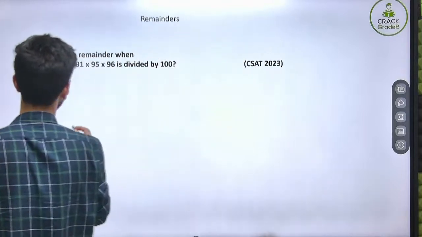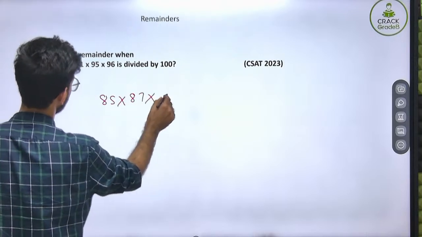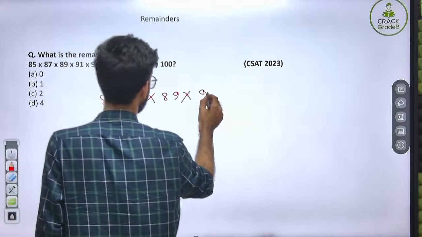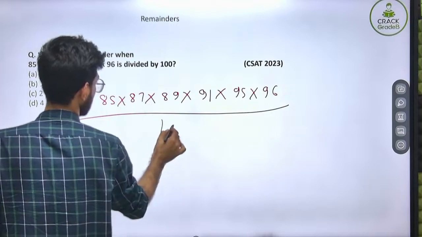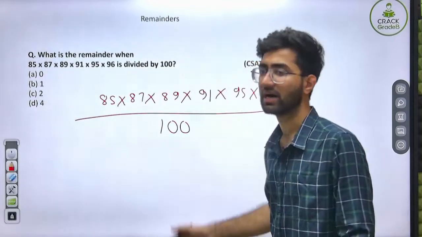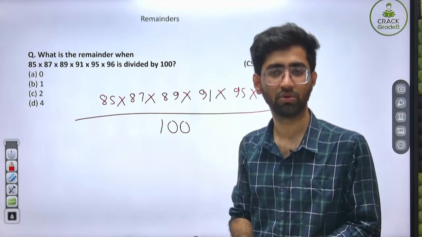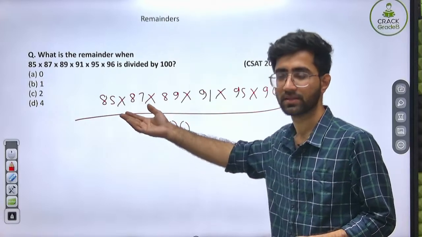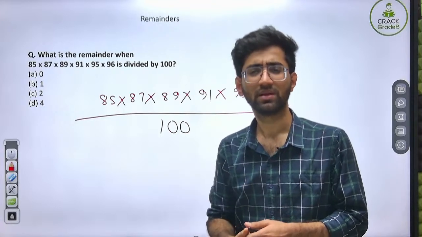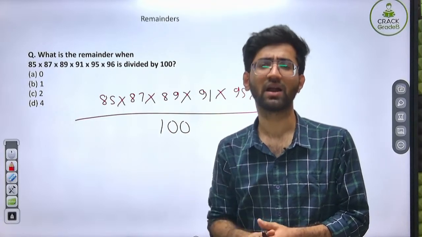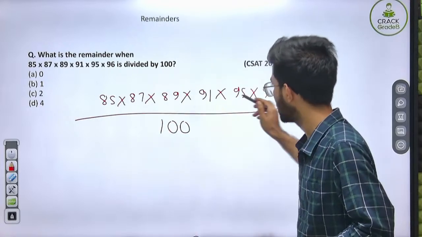Now the question says, what is the remainder if you divide 85 into 87 into 89 into 91 into 95 into 96 by 100? Can you multiply all of these numbers? Yeah, you can, but will you be able to multiply all of these numbers in an examination scenario? No, you will waste your time. There are so many numbers. Even if you are good at multiplication, you will have to invest a lot of time to get the correct multiplication. That's why I suggest that you shouldn't try to multiply these numbers.